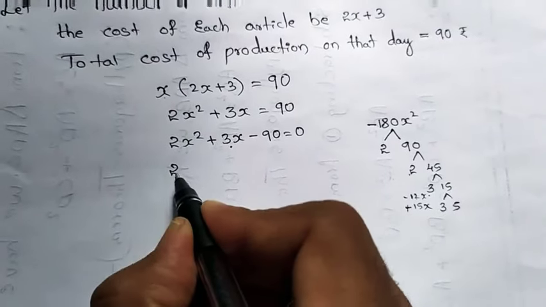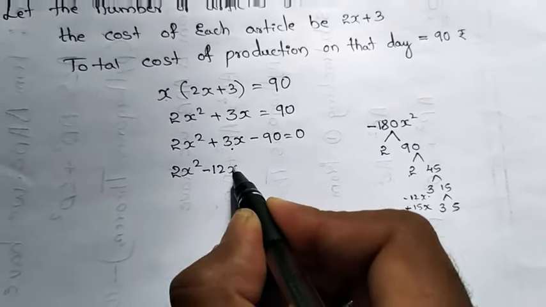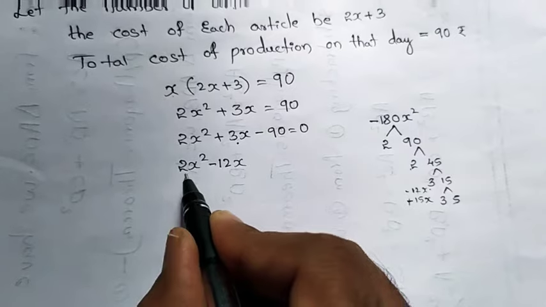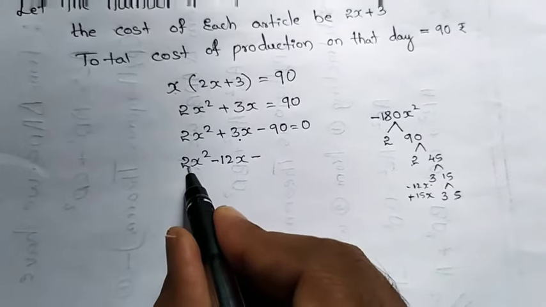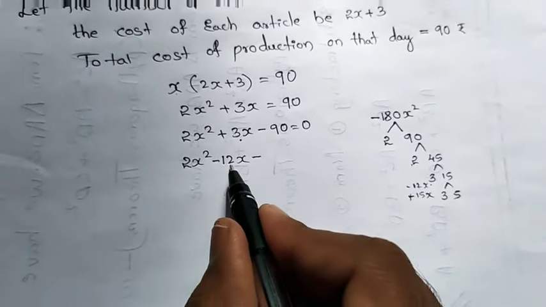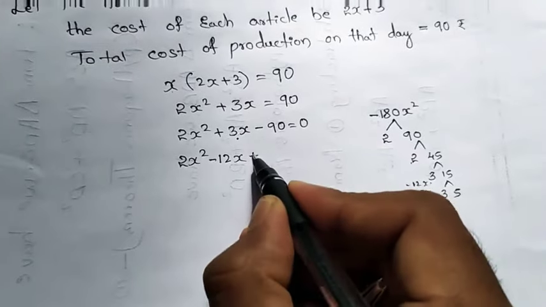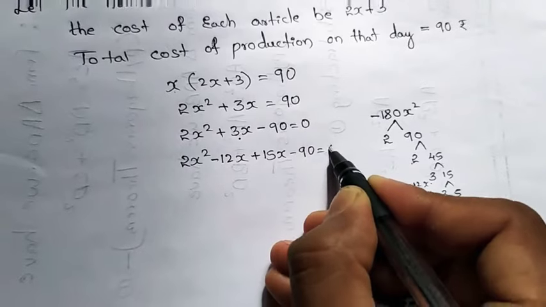Okay, so 2x square minus 12x. Why am I writing 12x here? If I take 15 first, it is not easy to take the common. So I am writing the multiple of 2, that is 12. With 2x and 12x we can easily take the common, plus 15x minus 90 equal to 0.